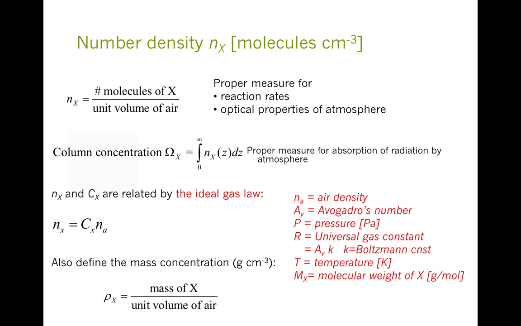And so we use this description for concentration when we want to measure absorption of radiation by the atmosphere. And we can relate this number density back to the concentration I described earlier through the ideal gas law, where NX equals the concentration from before times air density. And we can also define a mass concentration this way just by using density of the species we're talking about. So if we have the number of molecules and we know the molecular weight, it's pretty easy to go back and forth. And so the number density can be converted to mass density in a pretty straightforward fashion.